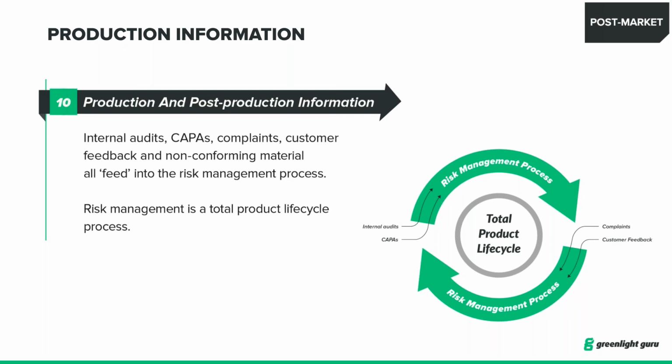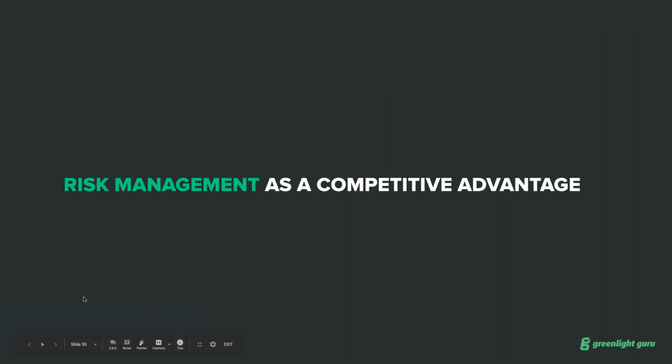And then that 10th step, if you will, in the risk management process is the closed loop component, making sure that you have feedback from things like internal audits, CAPAs, complaints, customer feedback, manufacturing non-conformances, and so on and so forth. All of these things that you're going to learn about your product post-production and in production are feeding back into this process, and that risk management file is living throughout the total product life cycle. So just a few more moments here, and we'll get into some questions.